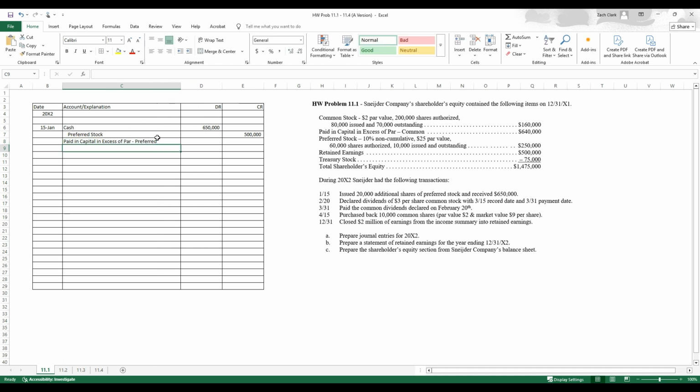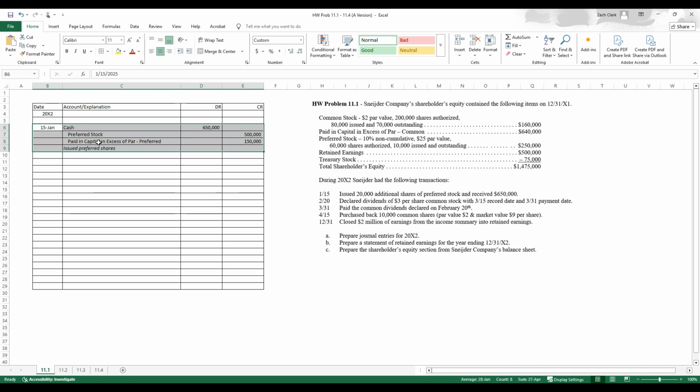It's a long name there. Give ourselves a little space. And that amount is just going to be the excess over the par to match the cash that was received, kind of the market value. And so that's 150,000. And we'll say issued preferred shares for our explanation. Okay, so that was on the 15th of January.